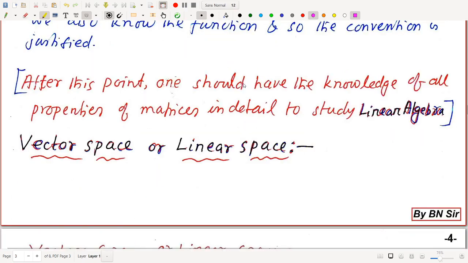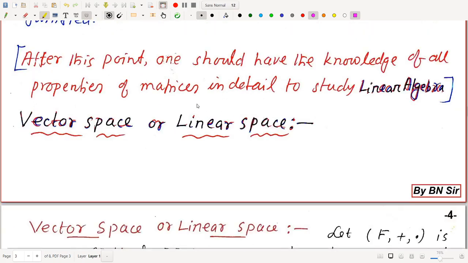This is a convention. After this point, one should have knowledge of all properties of matrices in detail. There are various types of matrices: addition, subtraction of matrices, multiplication of matrices, multiplication of a matrix by a scalar, properties, inverse of a matrix, square matrix, rectangular matrix, etc. One should know these. Study linear algebra.